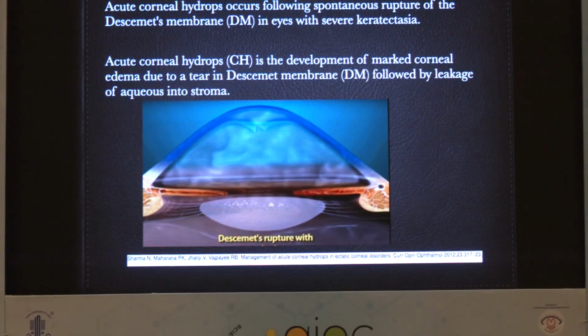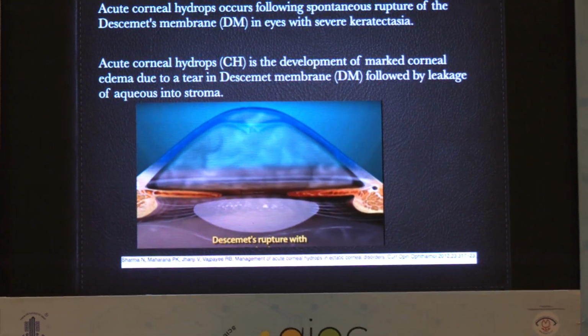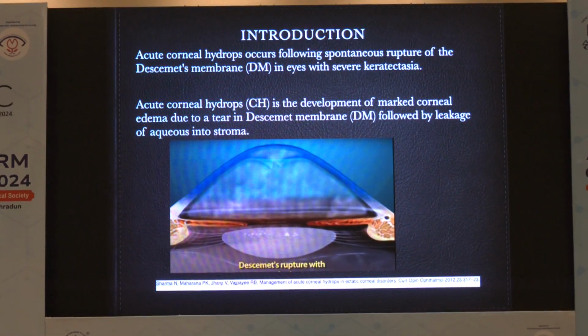Good evening, everyone. So I'm presenting the management of acute hydrops in keratoconus and other ectatic disorders. So first of all, what is acute corneal hydrops? It actually occurs following spontaneous rupture of Descemet's membrane in the eyes with severe keratoconus. And acute corneal hydrops is the development of marked corneal edema due to a tear in Descemet's membrane followed by leakage of aqueous into stroma.